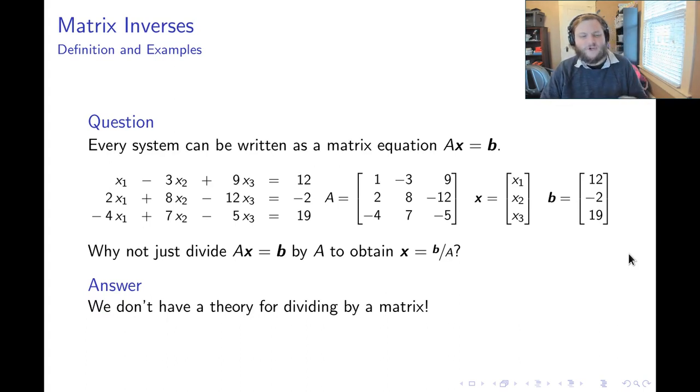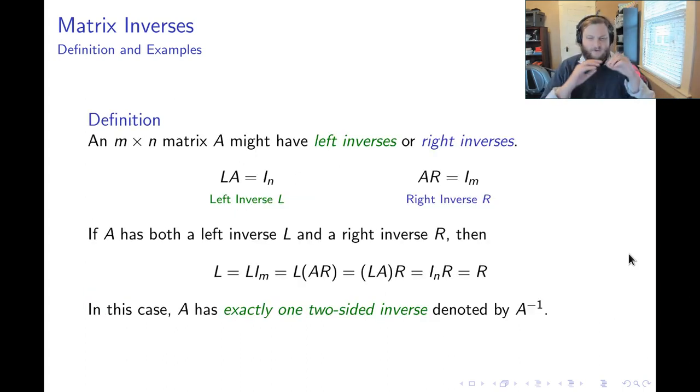So the notion of a matrix inverse answers this question. We have to think carefully about inverses in the world of matrix algebra. But here's how they work. Let's say that we're studying an m by n matrix. That matrix might have left inverses. A left inverse would be a matrix L that we multiply A by on the left in such a way that we produce the n by n identity matrix. So if you take A and multiply on the left by L and you get the identity matrix, you call L a left inverse.